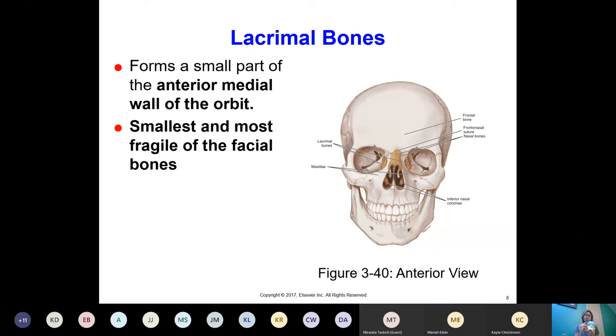So it's going to be right here in the front and closer to the middle, because this would be the lateral side of the orbit. This is the medial side. This one's closer to the middle. This is closer to the outside. So it's that small, and it's the smallest and most fragile of the facial bones. It's a very delicate bone.